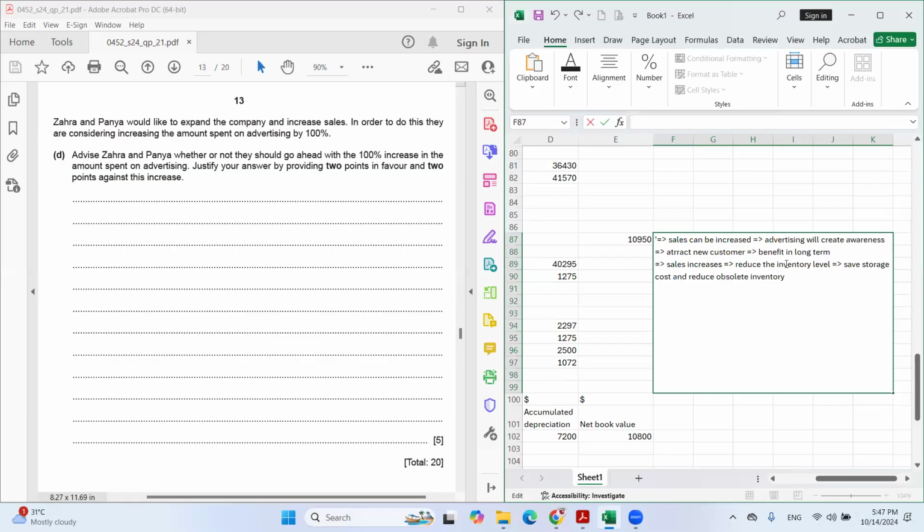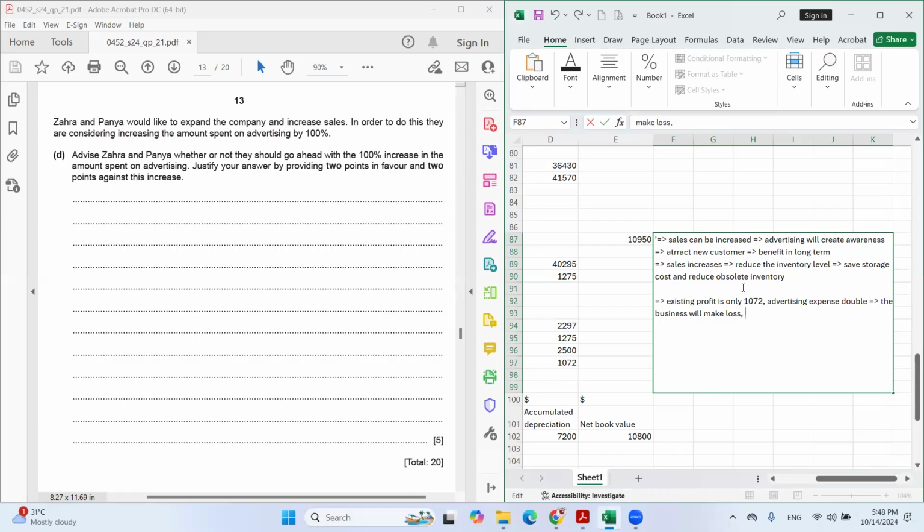But disadvantage, what's the problem of it currently? By looking at the profit, the existing profit is only 1,072. By doubling the advertising expenses, the business will make losses, sorry, not make profit, make losses.